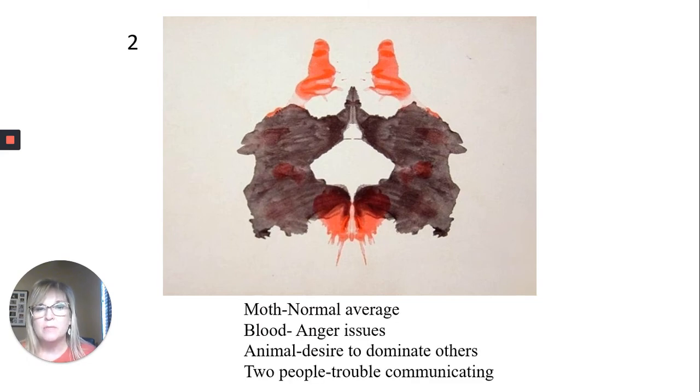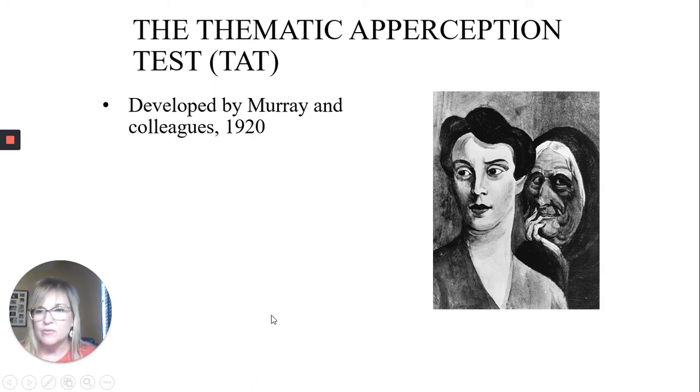And of course, you get people that maybe don't volunteer information. But apparently, a moth or a butterfly, I don't know if I see the butterfly, is a really normal, average kind of response. But there's lots of different responses that people can give that give you interesting information.